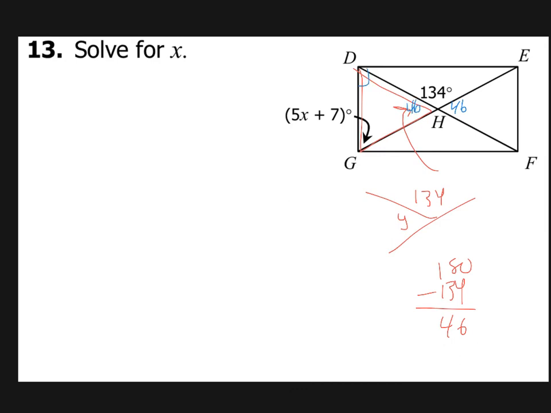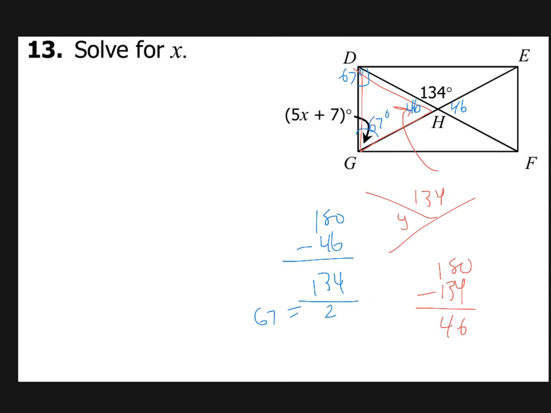Now keep in mind, these two angles are identical. So 180 minus 46 would give me the measure of both of those. So 180 minus 46 is going to be 134. But that's both of them. I divide that by 2 and I get 67 degrees. So this is 67 degrees and this is 67 degrees.